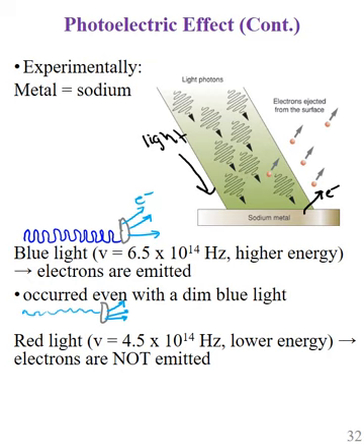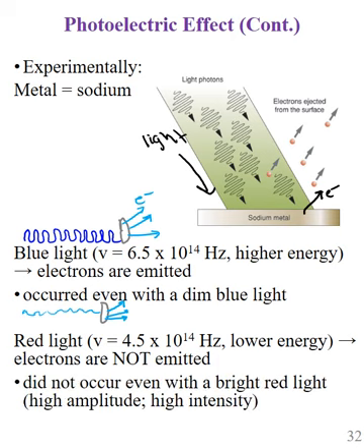Now with red light, red light has a lower energy associated with it. The electrons were not emitted, even though it occurred with a bright red light. So even with a high amplitude, high intensity, it did not matter. When it hit the metal surface, nothing happened.